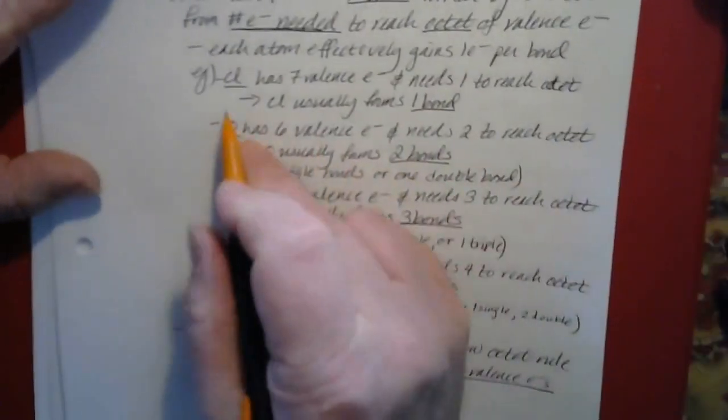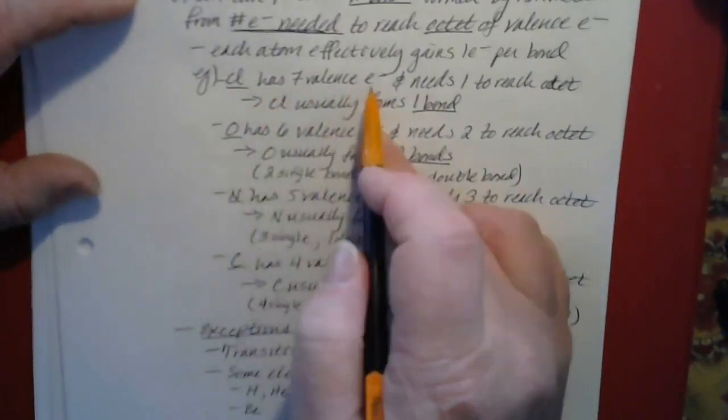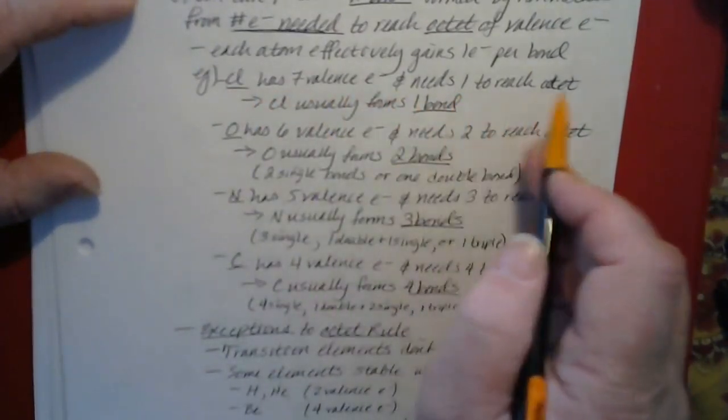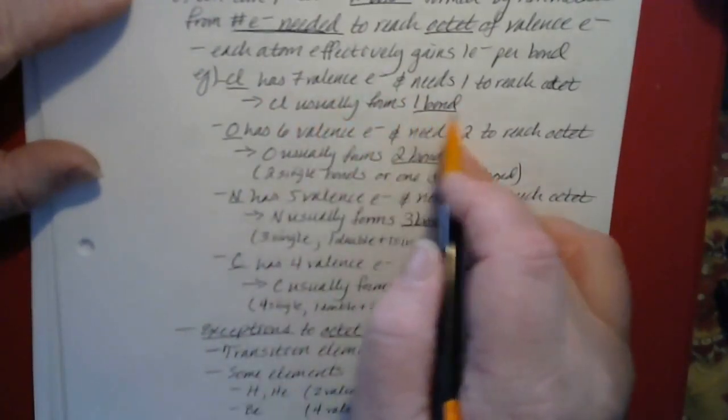And so just looking at the elements, as we've seen in the last couple of examples, chlorine has 7 valence electrons, and it needs 1 more electron to reach an octet. So chlorine almost always forms single bonds.